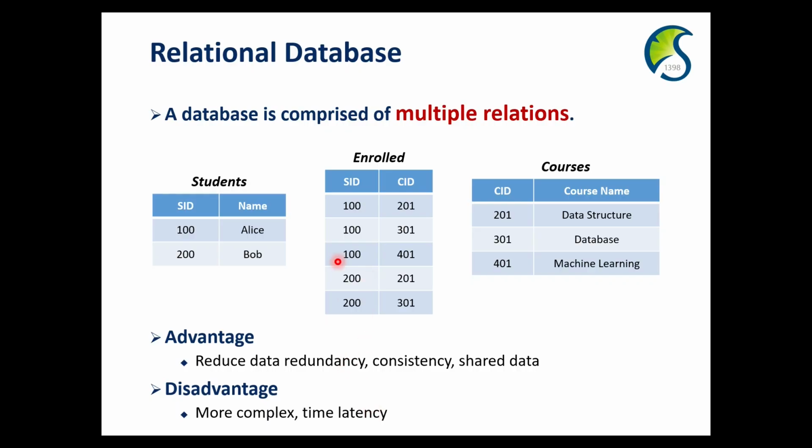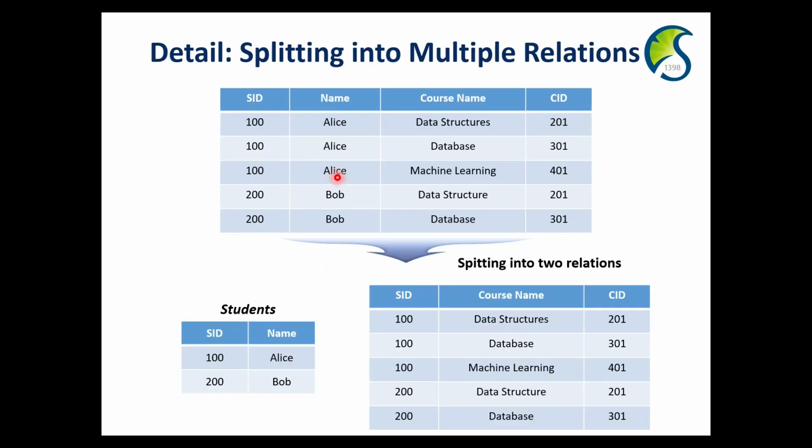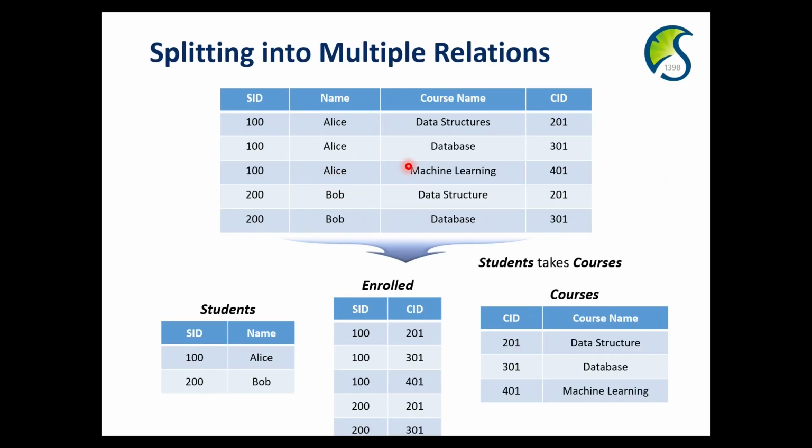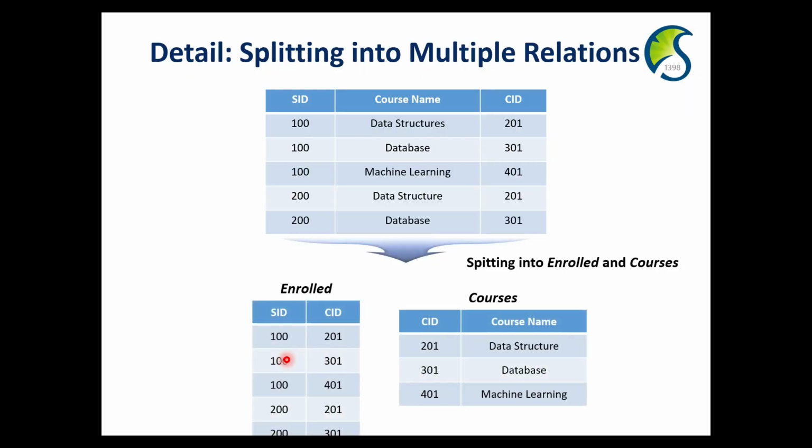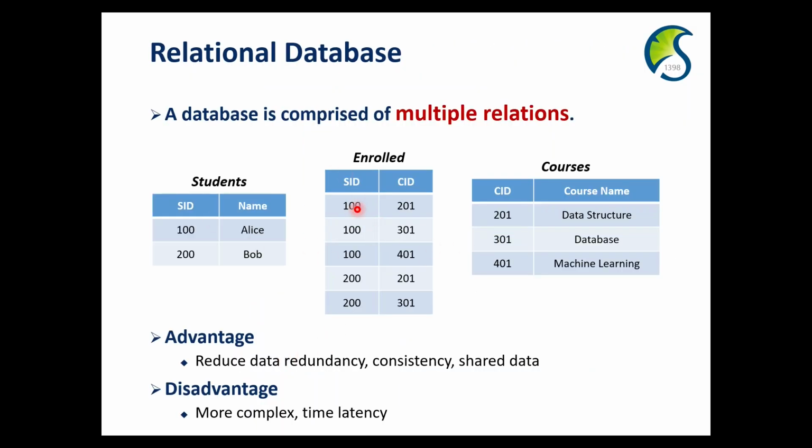It means that if we want to find some students who take some courses whose CID is 2 or 1, we have to combine two relations. So when we use one single relation, we can directly find some information. But after splitting into multiple relations, we need to combine two relations.